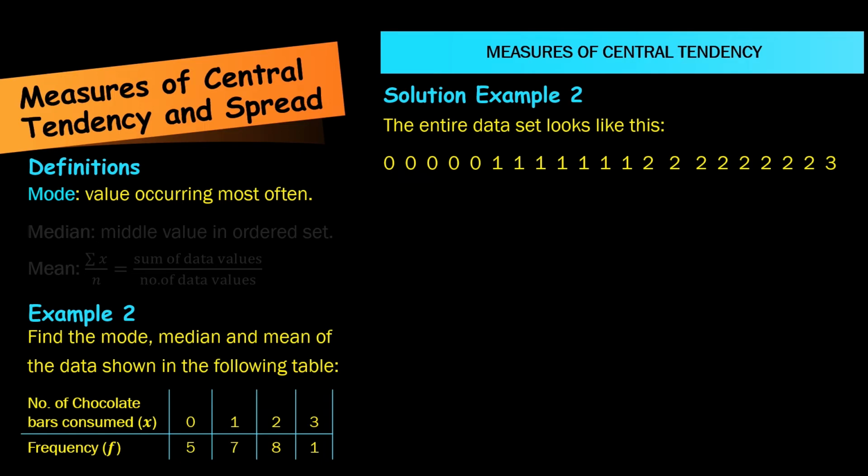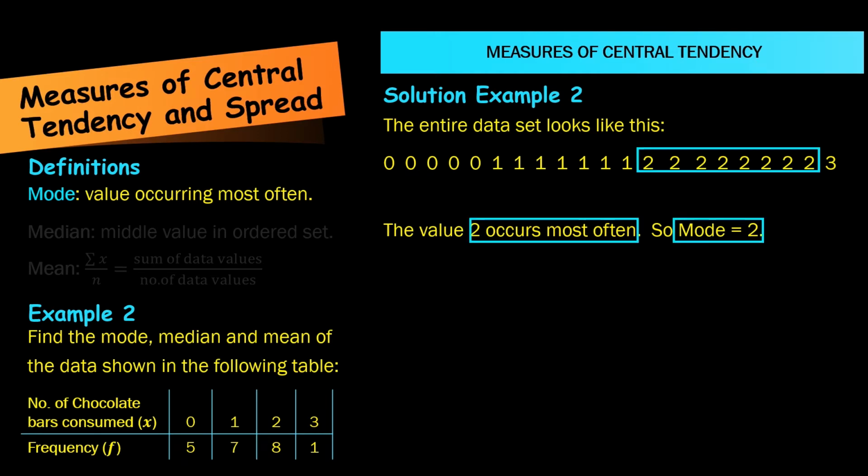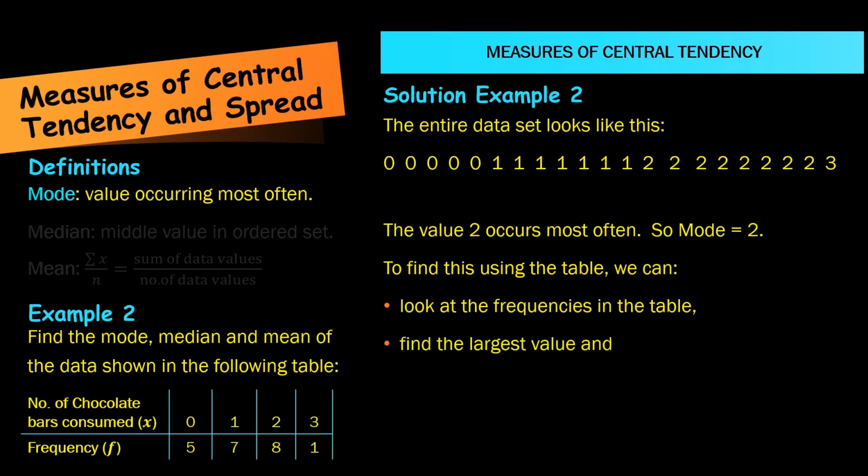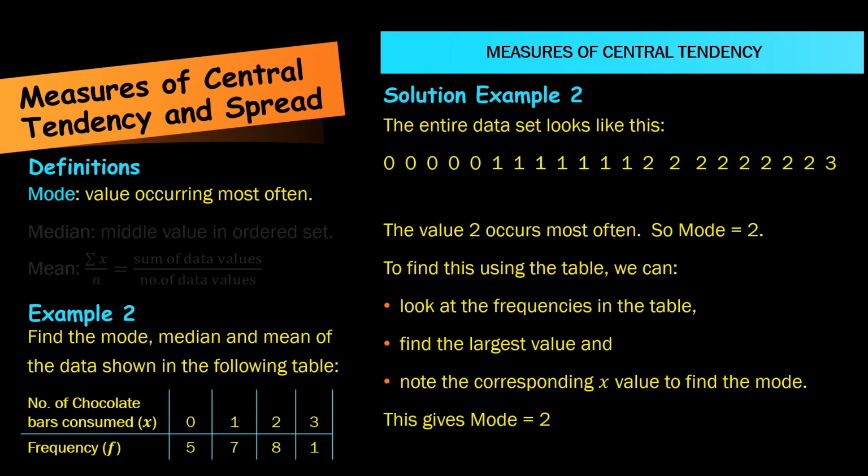Let's now find the mode. This is the value which occurs the most often. The value 2 occurs most often, so the mode is equal to 2. To find this using the table, we can look at the frequencies in the table here and find the largest value, and note the corresponding x value to find the mode, as shown here. And of course this gives mode equals 2.